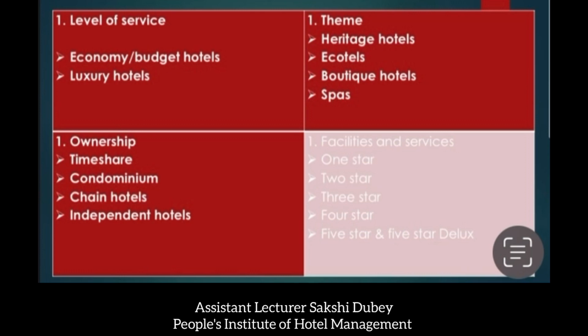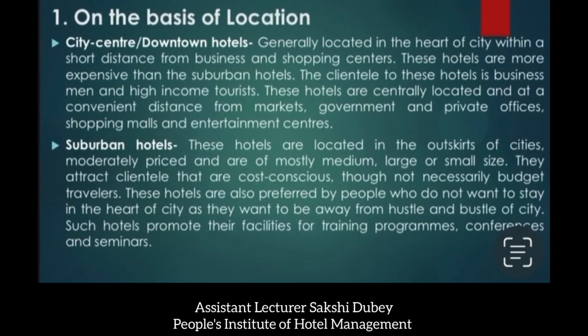Now let us discuss in brief how a hotel is classified on the basis of location. There are various types of hotels which are classified on the basis of their places, right? First we can talk about city center or downtown hotels. Now what are city center or downtown hotels? The hotels which are situated in the middle of the city, or we can say in the heart of the city. All the important places should be nearby, like markets or other important places.